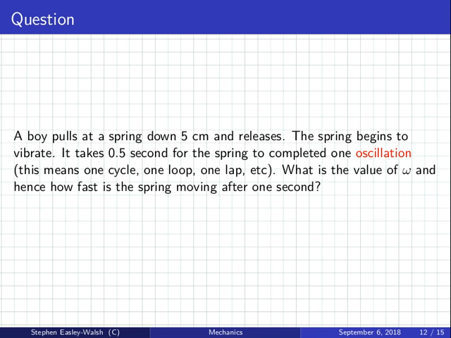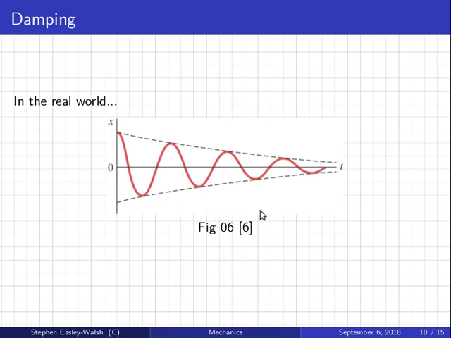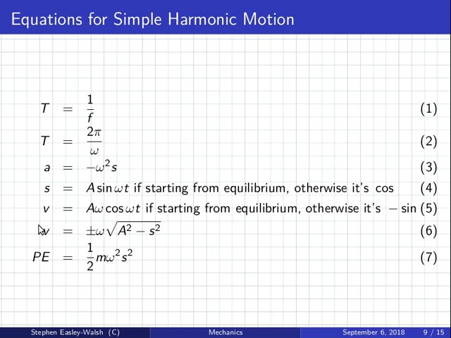V equals plus minus ω? No. No. Yeah, it's... I'll go back to show you. It must be this one. A omega cos omega t. Do you know omega? Yeah. Yes. Do you know amplitude? Yeah. Do you know the small t, the time? Yeah, what is it? 1 second.